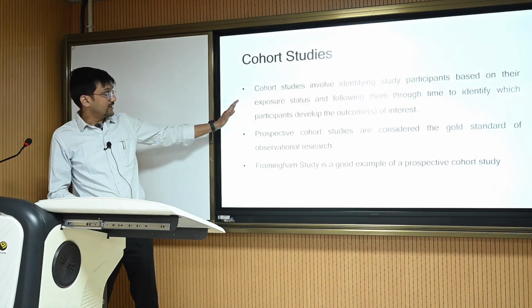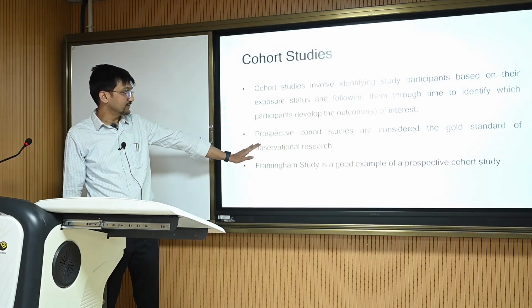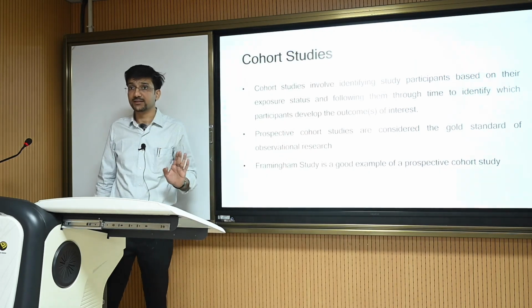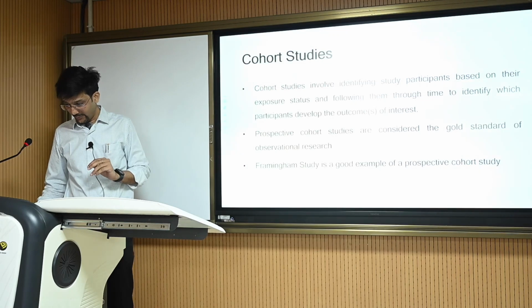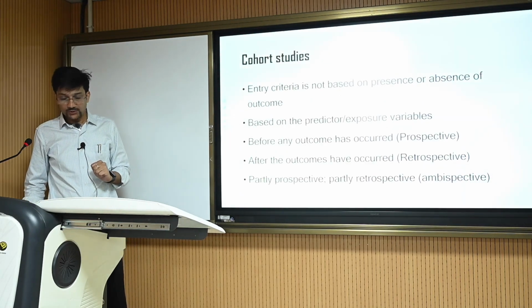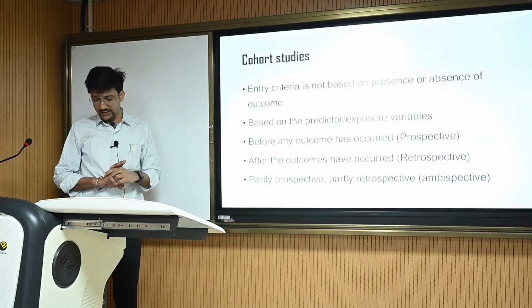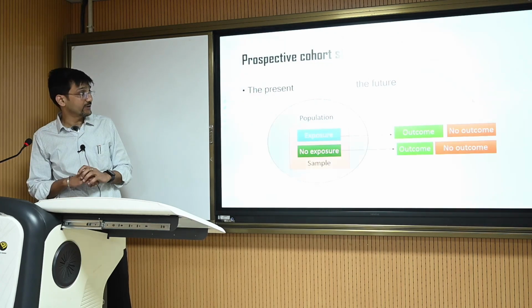So we start with the exposure and then we proceed towards outcome. They are the gold standard of observational research. Okay, because we can establish temporality in this kind of study. Yes. So there are three kinds of cohort studies: first is prospective, retrospective, and ambidirectional. I'll explain it with the help of a figure.